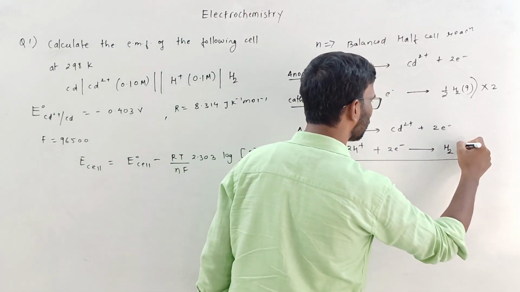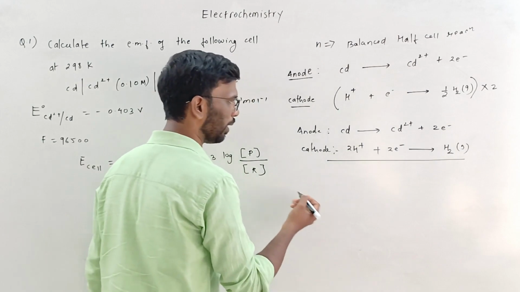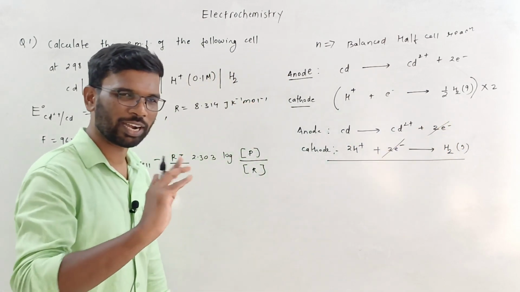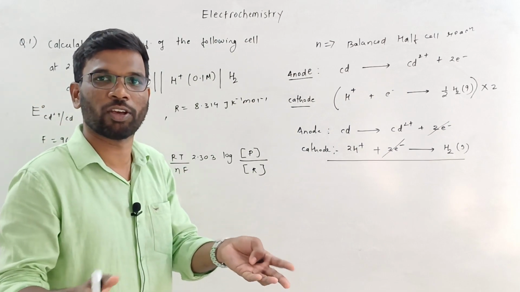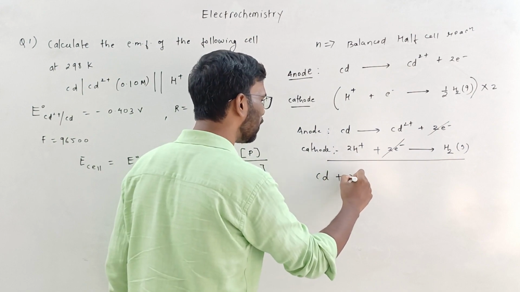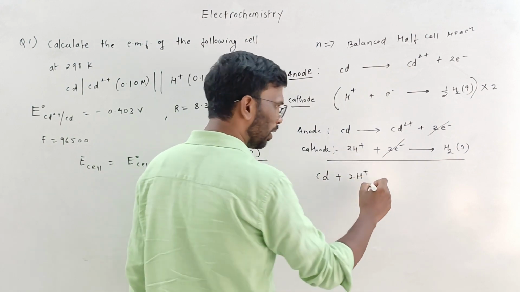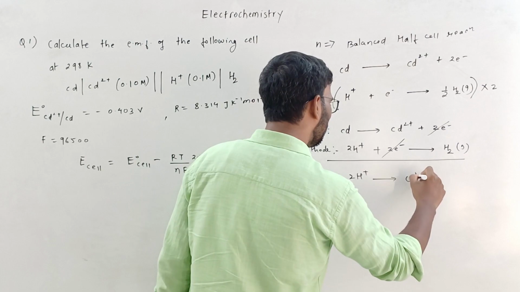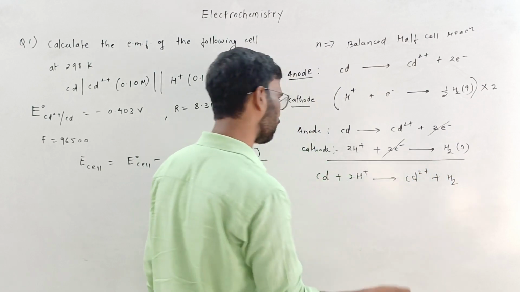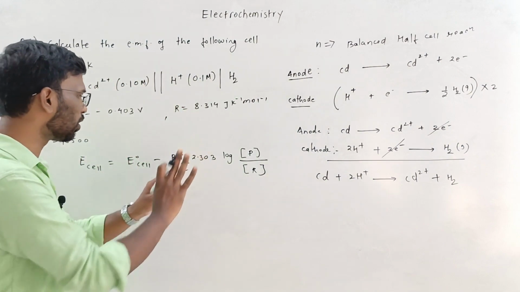So what is there? For the overall reaction, the 2 electrons which are on the opposite sides of the arrow, we cancel or subtract, right? So the overall reaction is cadmium plus 2H plus giving you cadmium 2 plus and H2. This is the overall reaction. Now we will substitute over here.